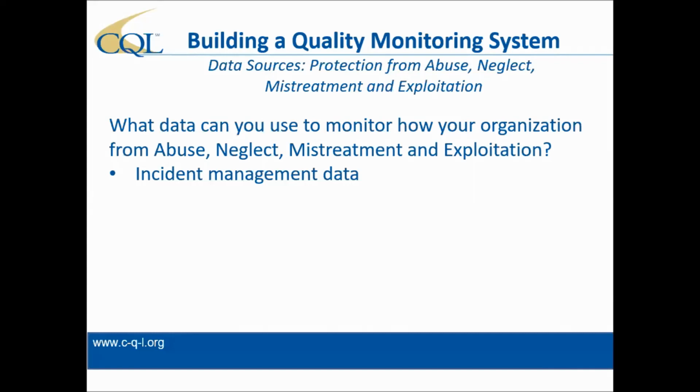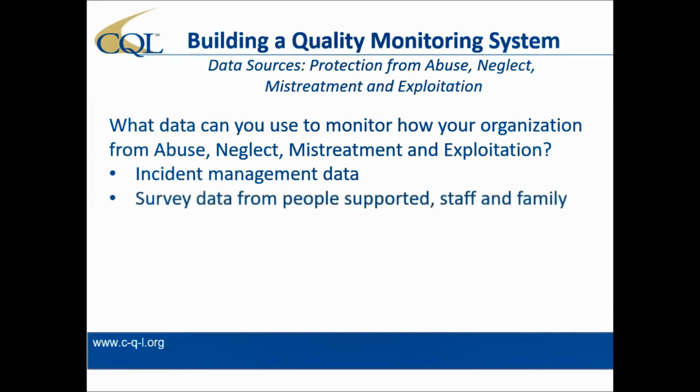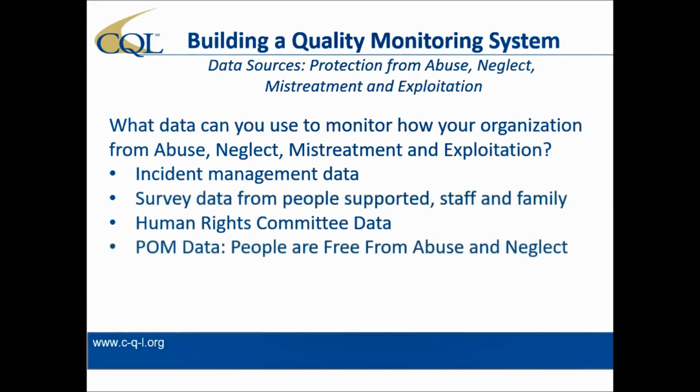And depending on the state that you live in, or whether or not you're using an electronic records management system, you should have pretty easy access to this data. You should be able to pull reports pretty easily to understand some of this. We can also look at survey data from people supported, staff, and family members. Again, there's human rights committee data that might be a good fit for protection from abuse, neglect, mistreatment, and exploitation. And we can look at some of our POM data as well: people are free from abuse and neglect.